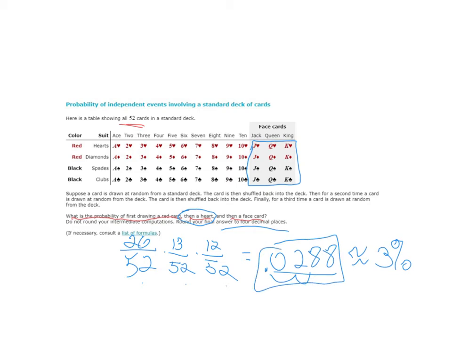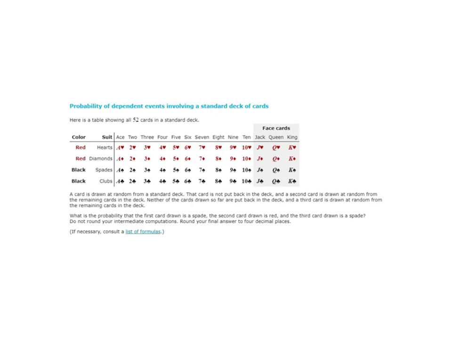All right, moving on. I think we got another one. And here we go. Let's just read carefully here. This time it says a card is drawn at random from a standard deck. The card is not put back in the deck, and then a second card is drawn at random. None of the cards are put back in the deck here.